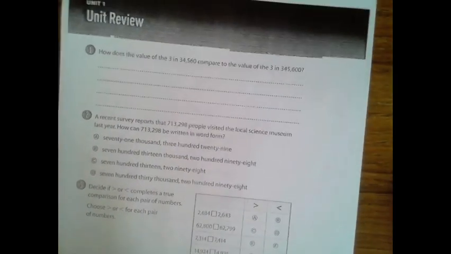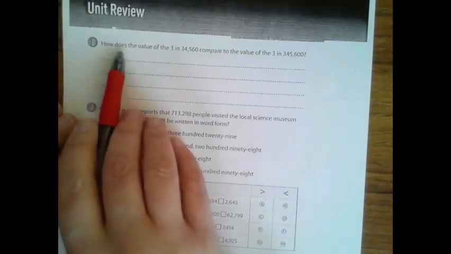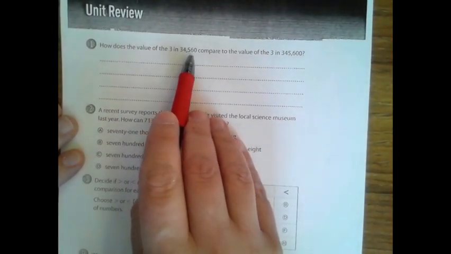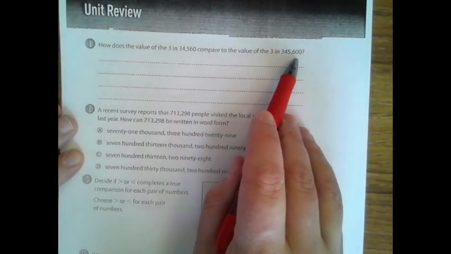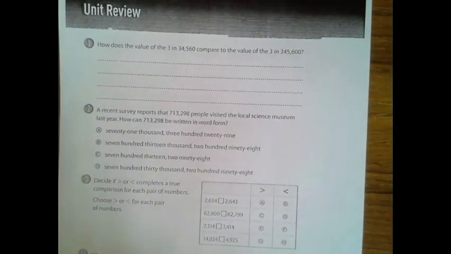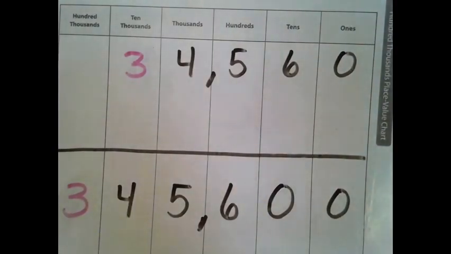Okay, folks, let's look at number 1 on this next page here, page 100. It says, how does the value of the 3 in 34,560 compare to the value of the 3 in 345,600? All right, so to help me with that problem, I took out a place value chart, and I put these numbers on it, with the number 3 in pink and the rest in black, just to show you the difference here.